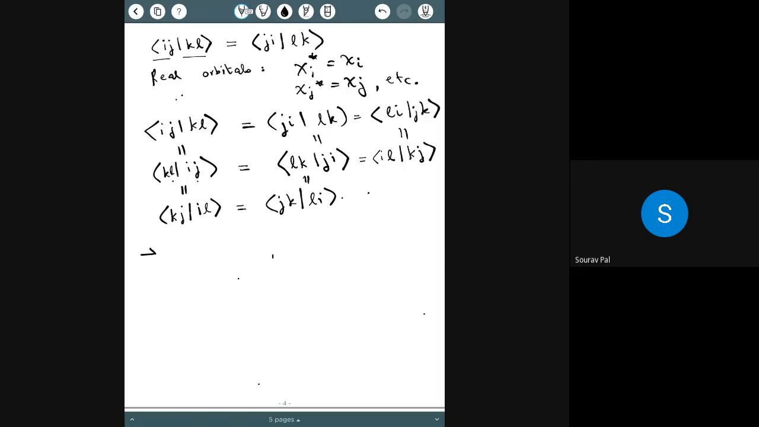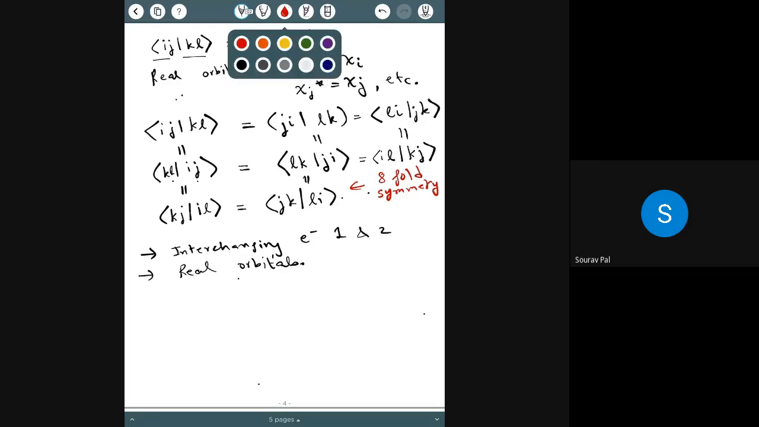I have used interchanging electron 1 and 2, and I have used real orbitals. So there is what is called 8-fold symmetry. Okay, so from the Dirac notation, you can see the 8-fold symmetry. The same symmetry you can see from the Mulliken integrals as well.